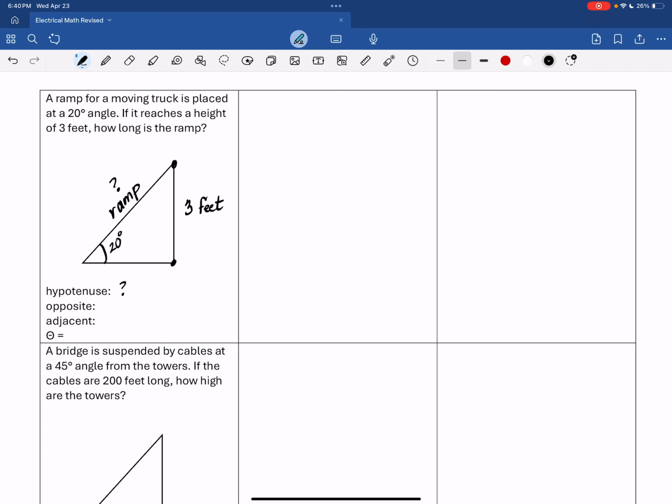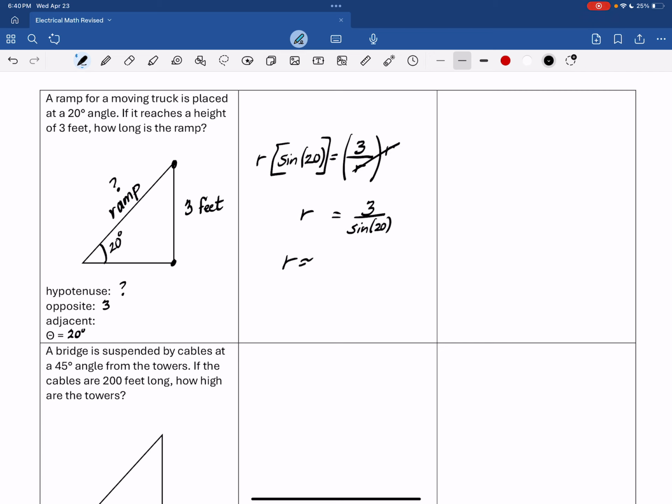So we want to know the hypotenuse. We know the opposite, and we know theta. The sine of theta is equivalent to the opposite over the hypotenuse. So I'm going to multiply both sides by r, and then I will have to divide out the sine of 20.